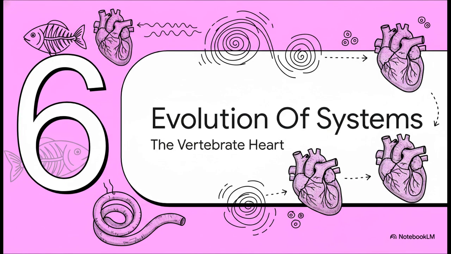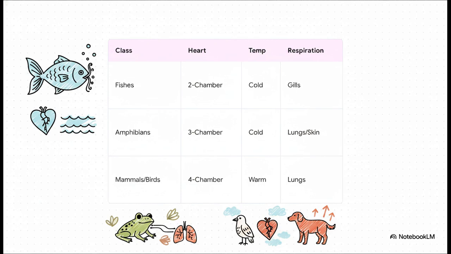Section 6. Evolution of Body Systems. Let's trace one specific system through the timeline. And this brilliantly illustrates the step-by-step, relentless optimization of vertebrate anatomy. Look at how the heart upgrades. We start with the fishes, a very simple 2-chambered venous heart pumping cold blood straight to the gills.